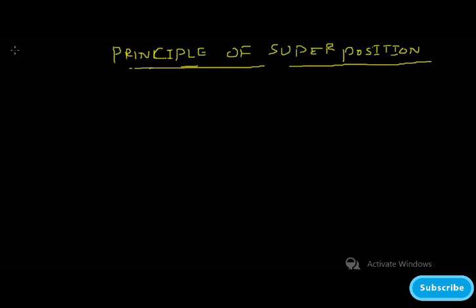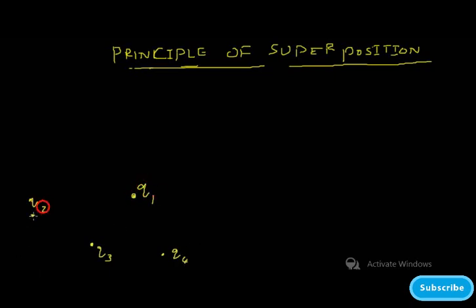Principle of superposition. What is the principle of superposition? Where do we use the principle of superposition? Consider a system of charges. When a number of charges are interacting with each other, then the number of charges together is called a system of charges. Let us consider Q1 charge is here, Q2 charge is here, and Q3 here, Q4 here. Consider a system of 4 charges.